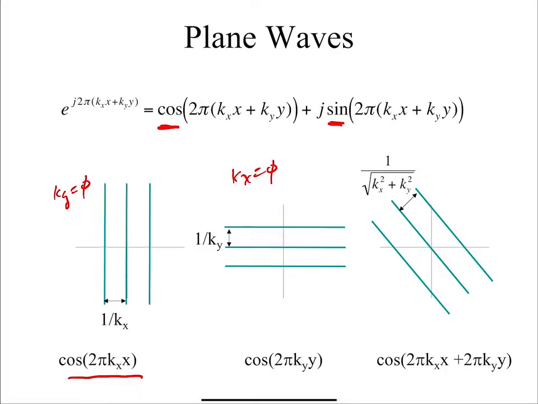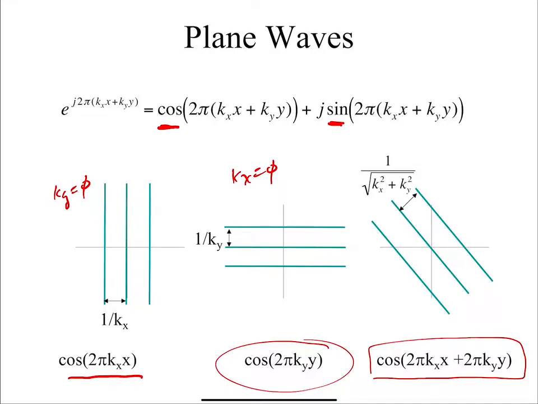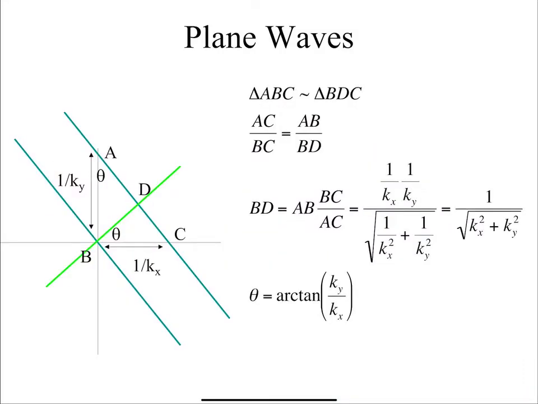Here, kx equals 0. So now we just have cosine 2 pi ky y. This is just a function that varies with y, right? And it has spacing 1 over ky. And then if I have cosine 2 pi (kx x plus ky y), then this is going to vary both in x and y, and the spacing is given by 1 over square root of kx squared plus ky squared. All right? So the next slide goes through the math on that, but let me give you a simpler way to remember this.